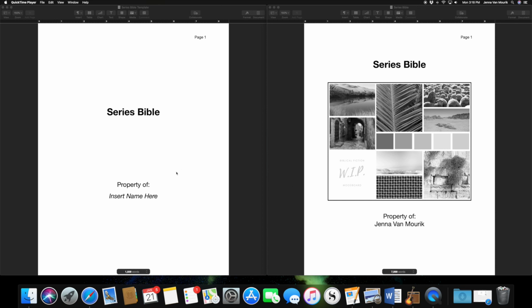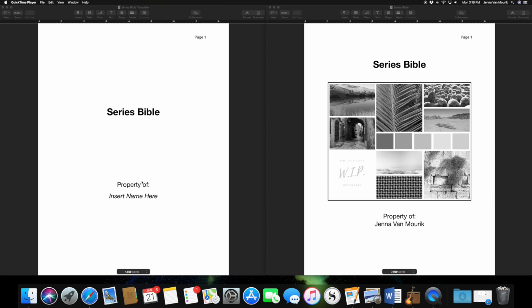But over here on the left, you would just put in your name if you wanted to. You could add the name of your series. My series is untitled currently, so I don't have a name for it, but you could certainly do that if you want. But a few things about this title page. The first is that you'll notice there are page numbers. These will be important later on.